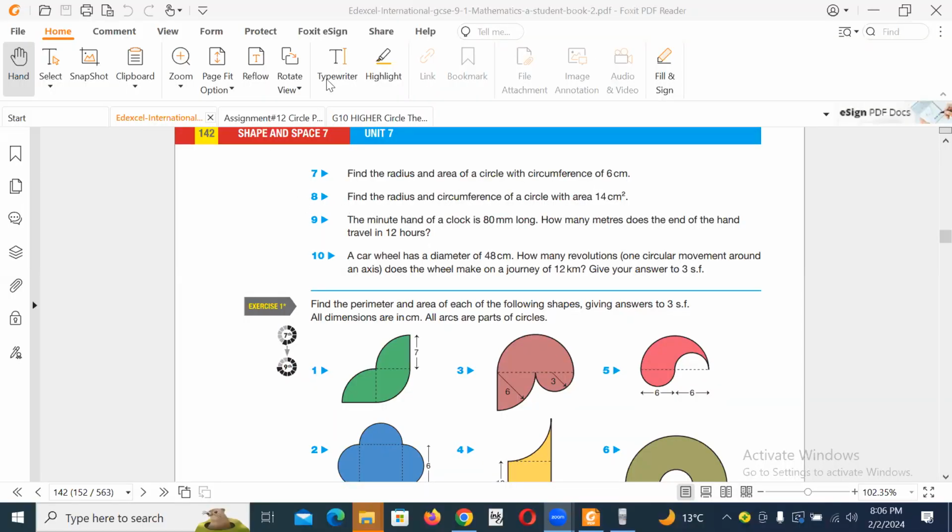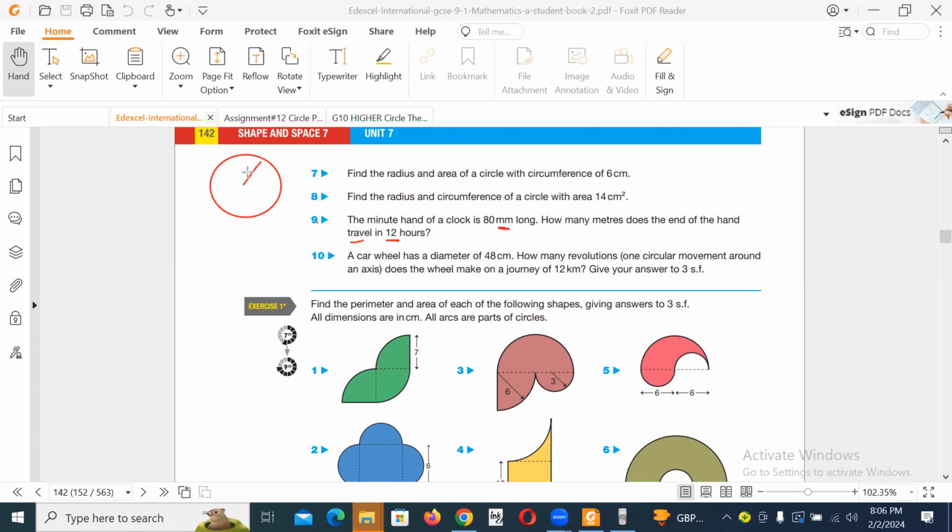We have one or two more questions, like question number 9. In this question 9, we are looking to find: the minute hand of a clock is 80 millimeter long. How many meters does the end of the hand travel in 12 hours? So, of course, it's a circular shape, like an analog clock, and one line represents the minutes.